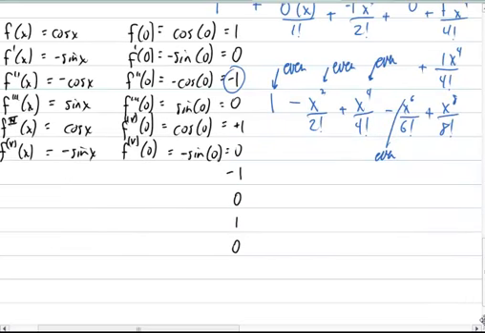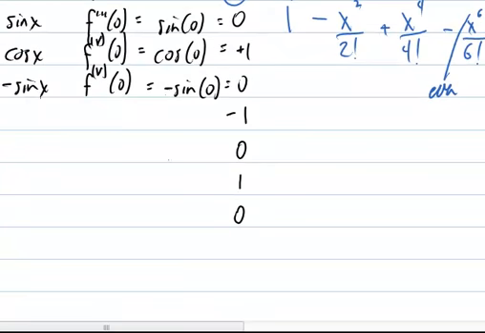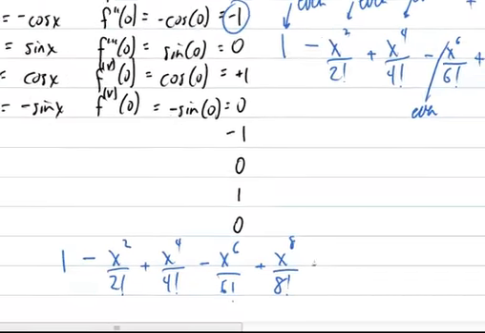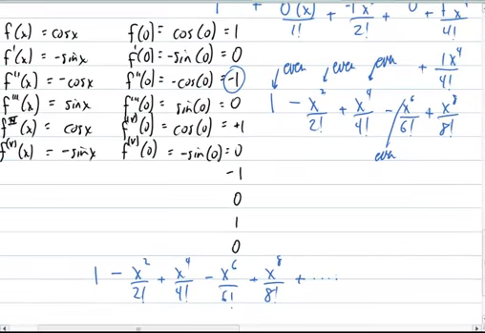So what we're going to do is try to write out the general term. So I'm just going to write it out again. Minus x squared over 2 factorial plus x to the 4 over 4 factorial minus x to the 6th over 6 factorial plus x to the 8th over 8 factorial. Another thing that you should notice is that the signs are alternating. We want to write out the general term so we don't have to do this forever.